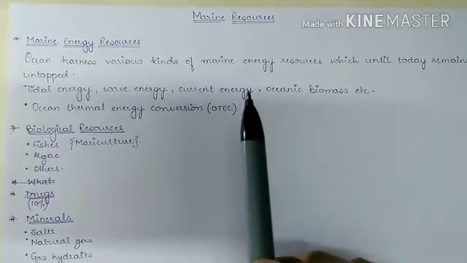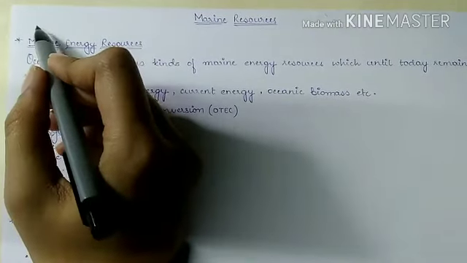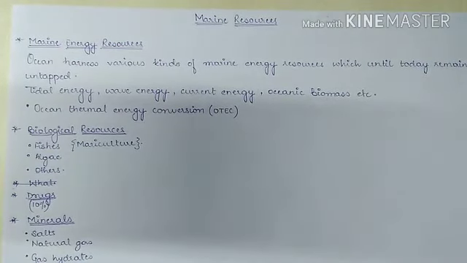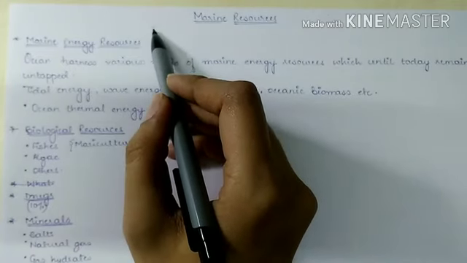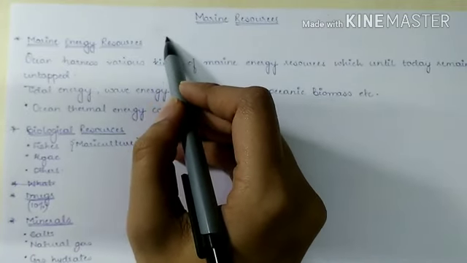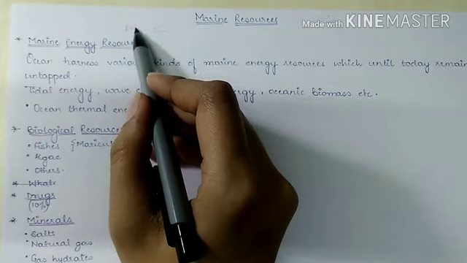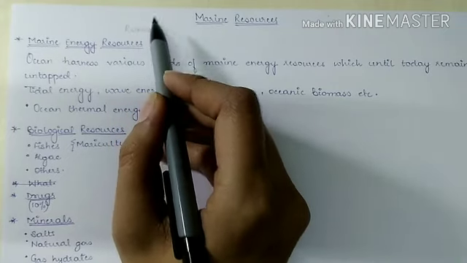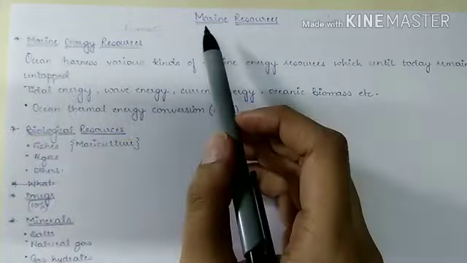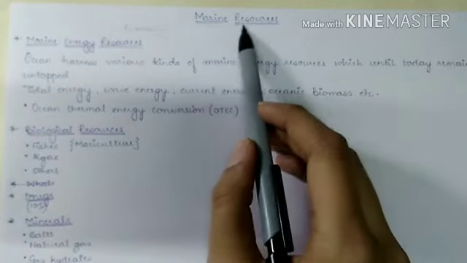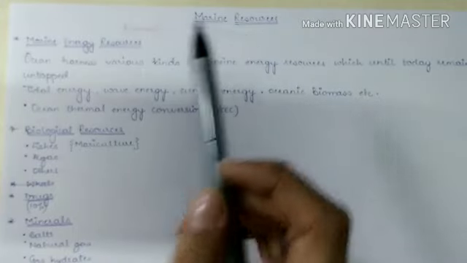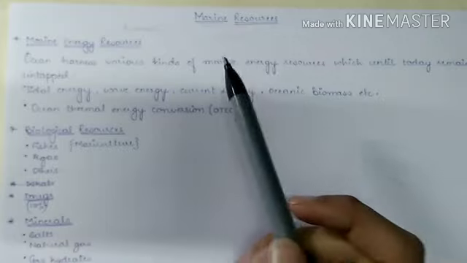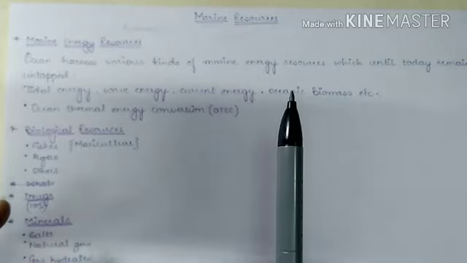Marine resources. First, looking into resources. A resource is anything that is available in nature which is helpful for humans, and it is economically feasible, technologically accessible, and culturally acceptable. Okay. So marine resources are the resources that are found in oceans and seas. Okay. So the ocean is in very huge quantity.